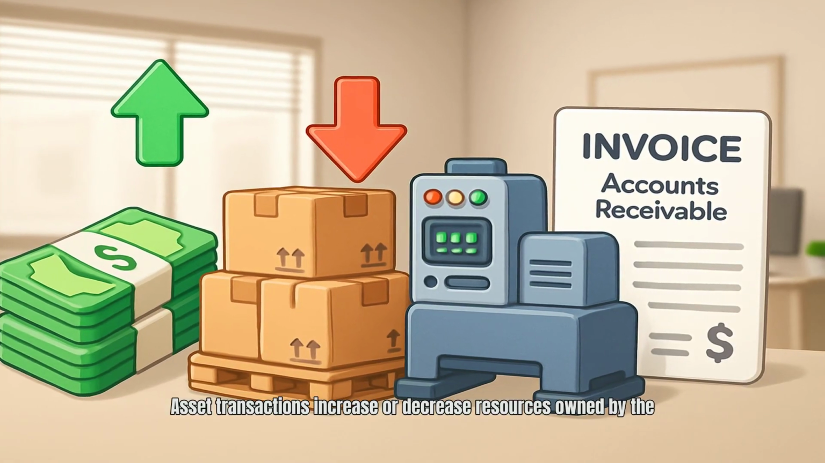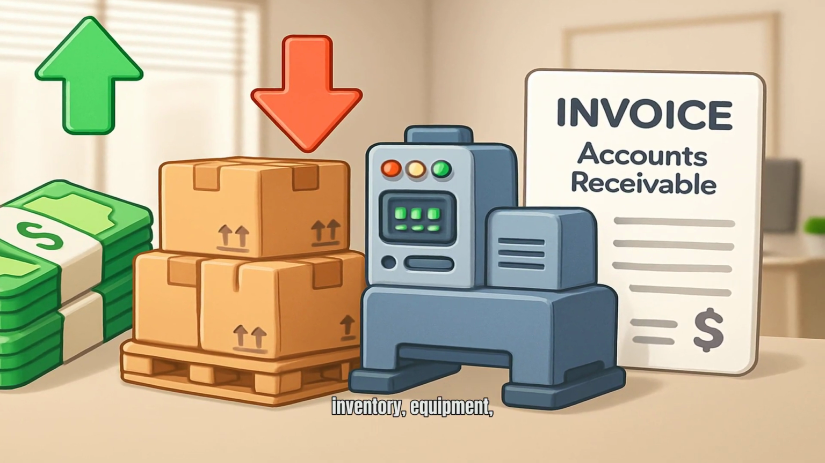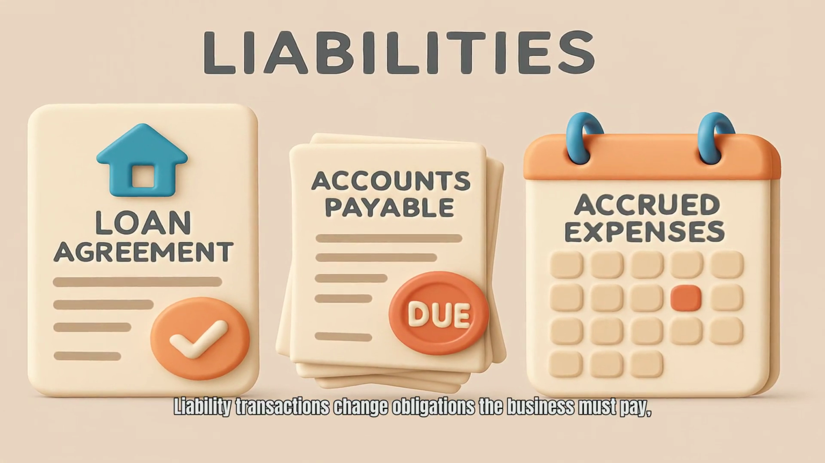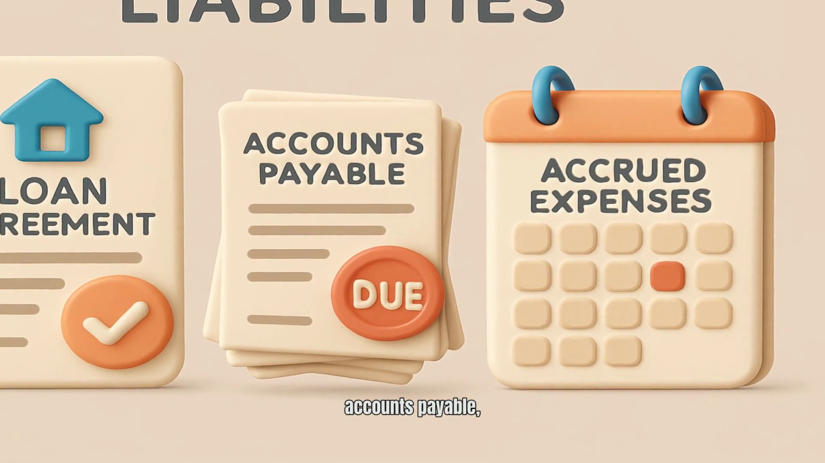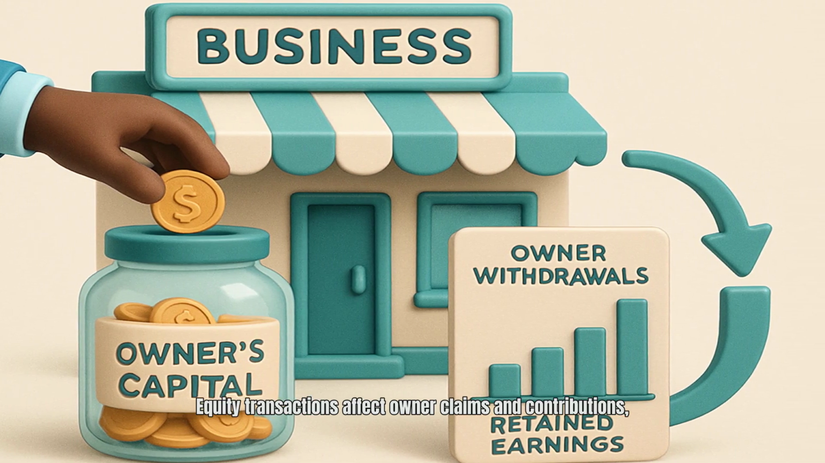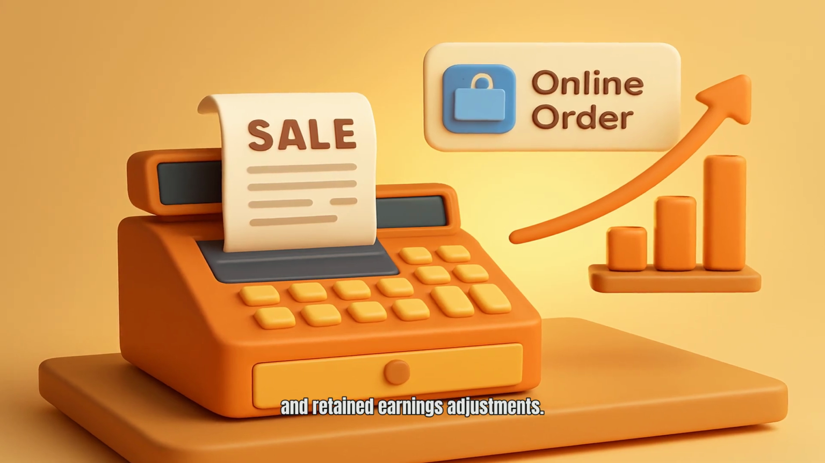Asset transactions increase or decrease resources owned by the business, such as cash, inventory, equipment, and accounts receivable. Liability transactions change obligations the business must pay, like loans, accounts payable, and accrued expenses. Equity transactions affect owner claims and contributions, including capital injections, owner withdrawals, and retained earnings adjustments.